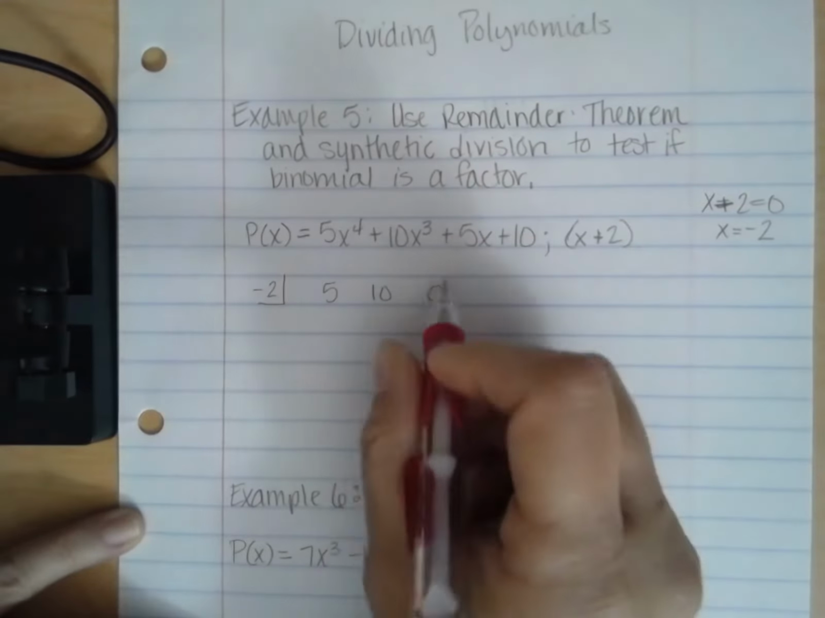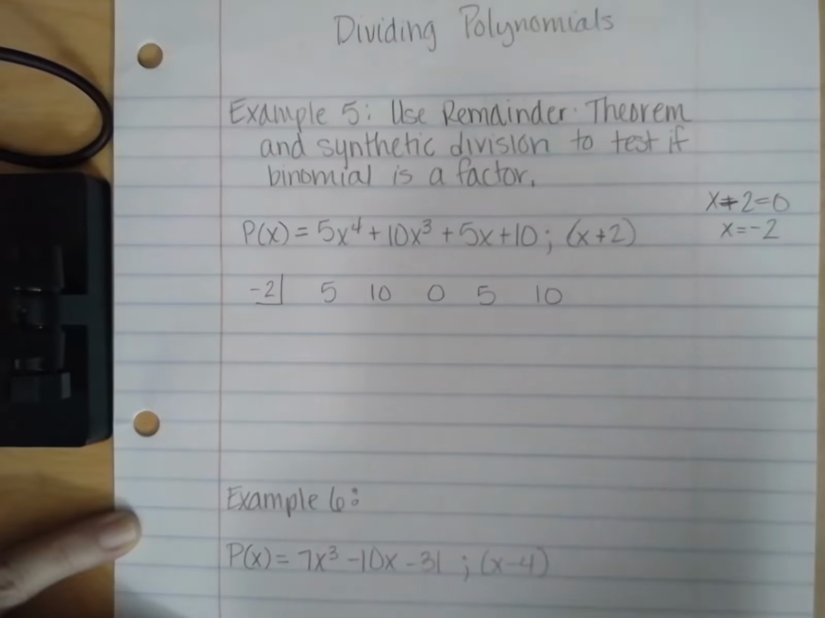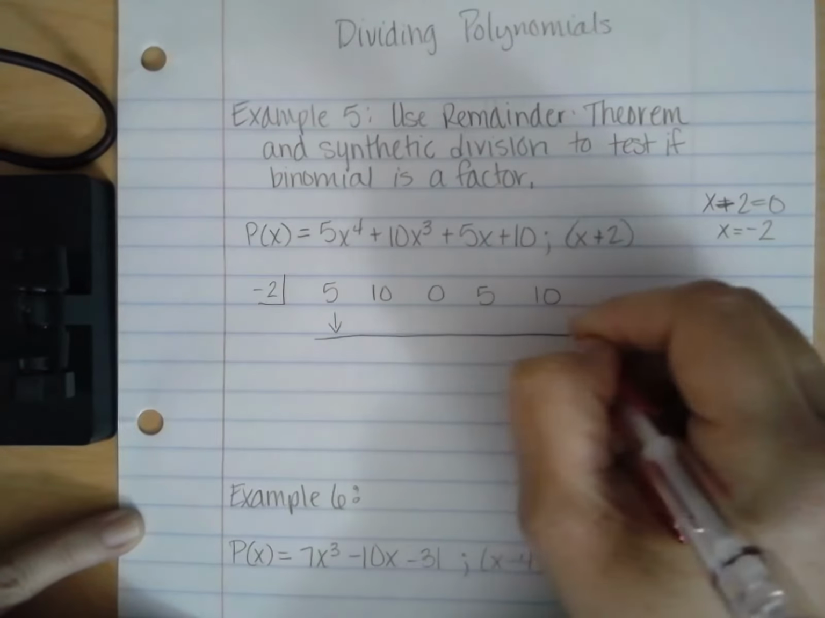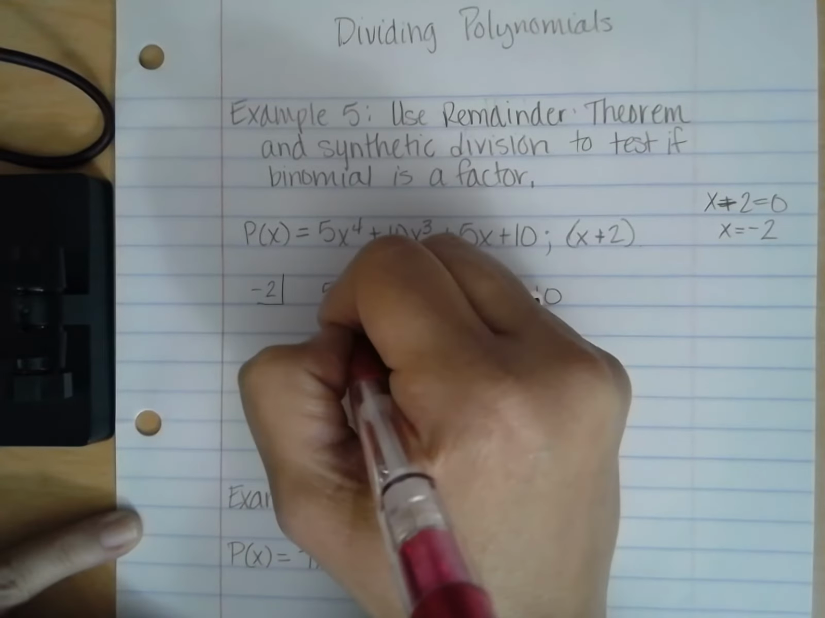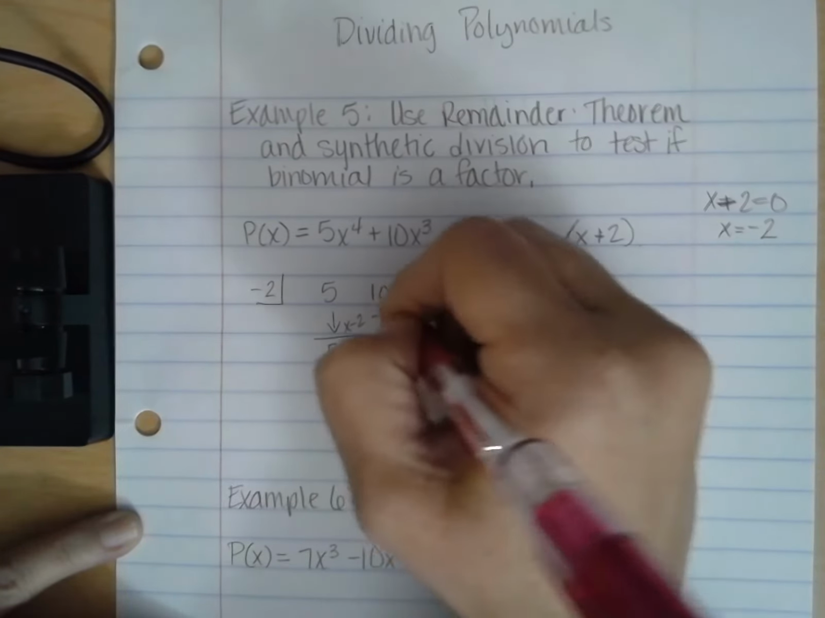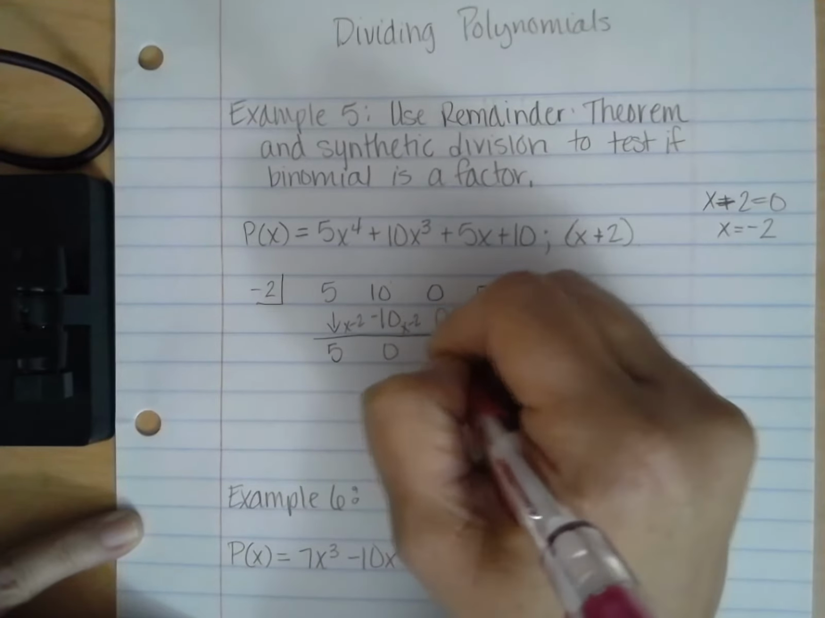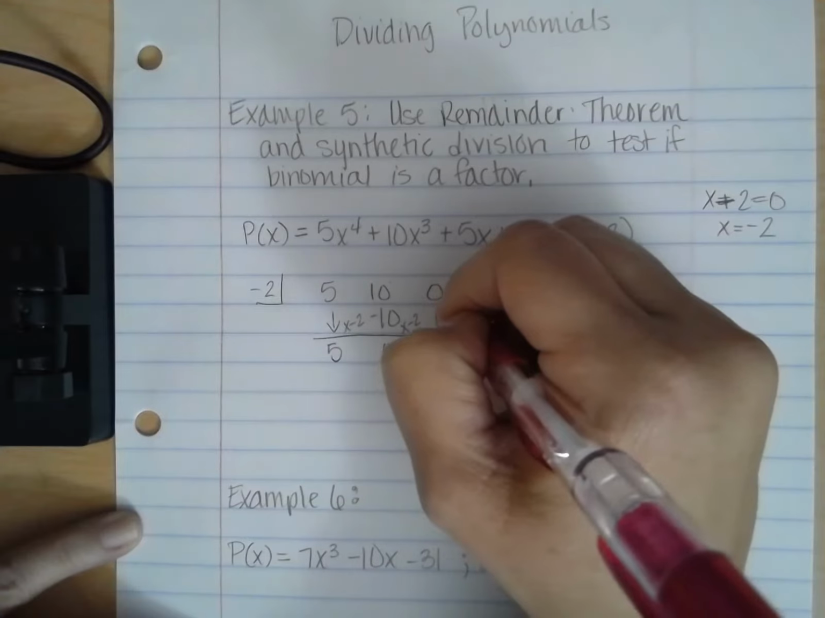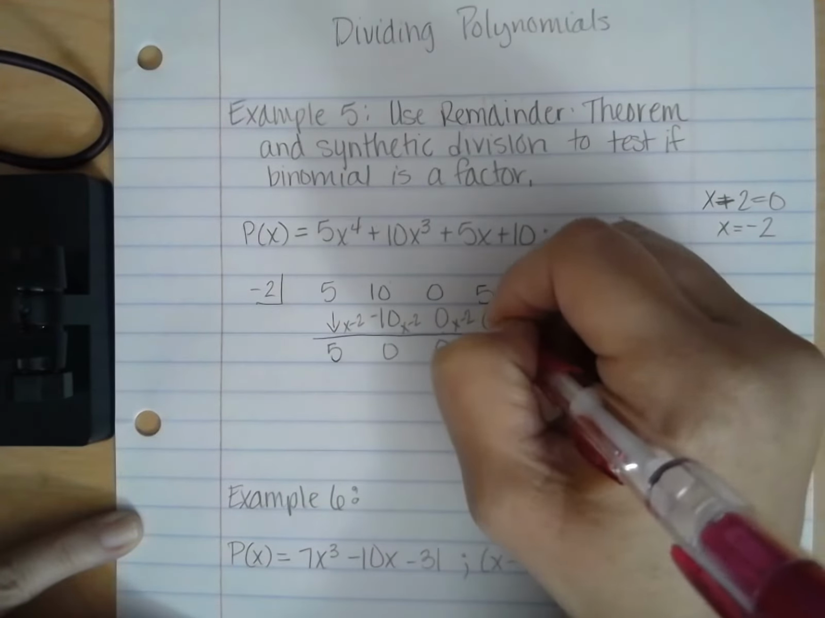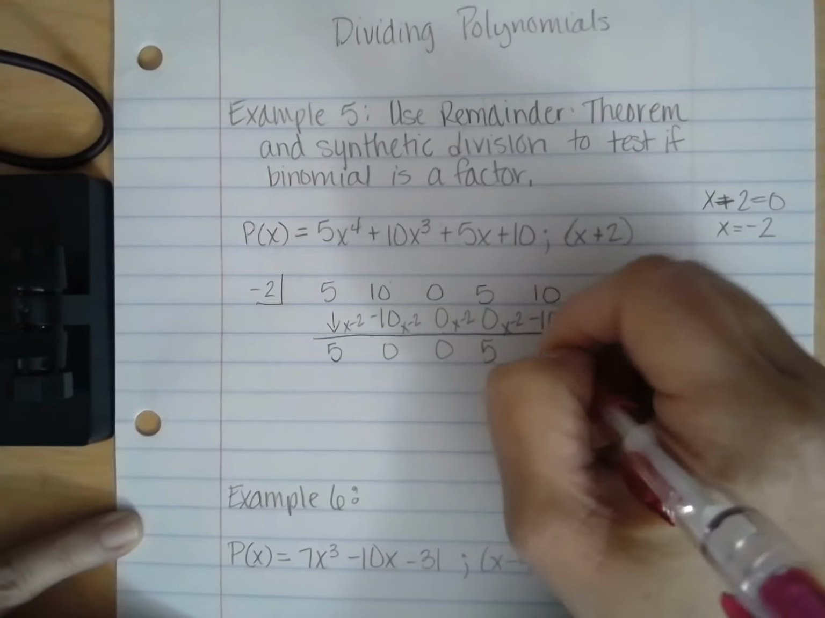Remember to put in 0 for the x squared because there wasn't one. That's the only thing that'll catch you, is not remembering to do that. And then we pull down our 5. So 5 times negative 2 is negative 10. That adds to 0. 0 times negative 2 is still 0. 0 plus 0 is still 0. Times negative 2, still 0. 5 plus 0 is 5. Times negative 2 is negative 10, and negative 10 plus 10 is 0.